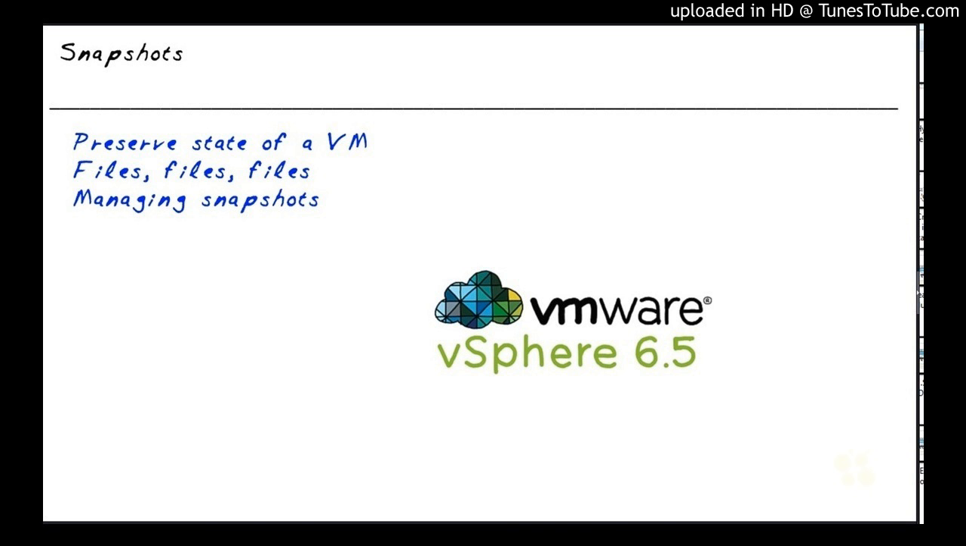Or if we wanted to get rid of all snapshots, we could simply say we want to delete all snapshots. And what's going to happen is snapshot 3 is going bye-bye. That's never coming back. And snapshot 2 and snapshot 1 are going to be effectively rolled into the original VMDK file for the VM, for that disk.